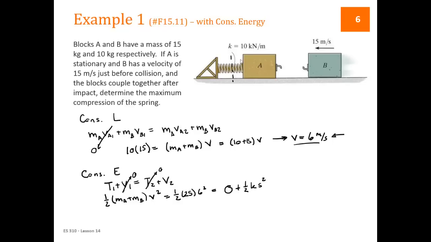And k was given as 10,000. So we have 1 half of 25 times 6 squared is equal to 1 half of 10,000 s squared. We can solve for s, and we get s is equal to 0.3 meters. So the spring compresses 0.3 meters.